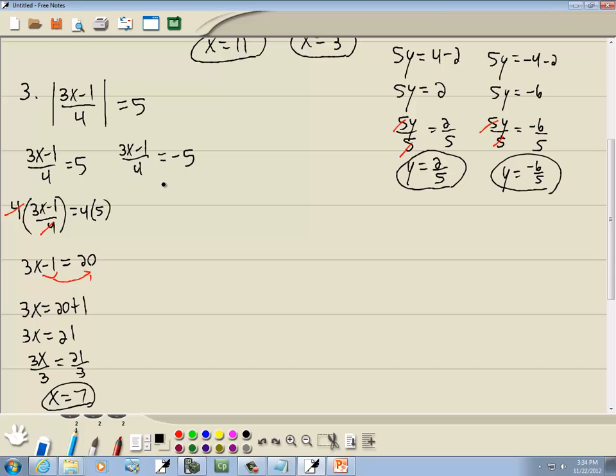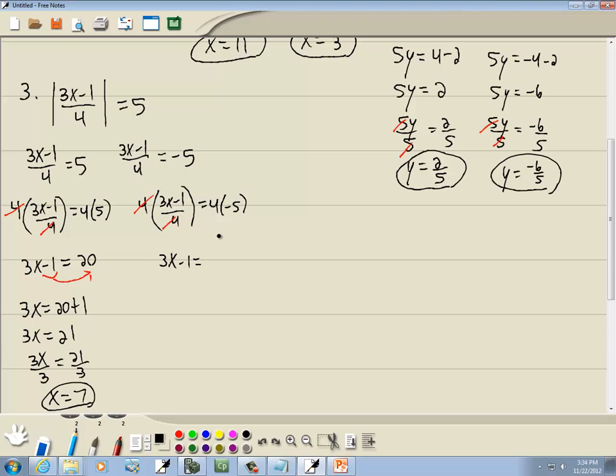Well, we'll solve this other one the same way. Get rid of parentheses, don't have any, get rid of fractions. Multiply everything by the LCM of all your denominators. So multiply both sides by 4. Those 4's cancel.